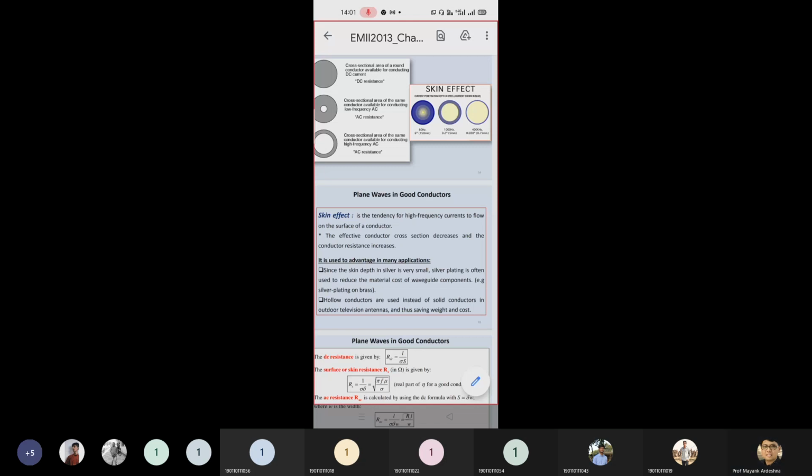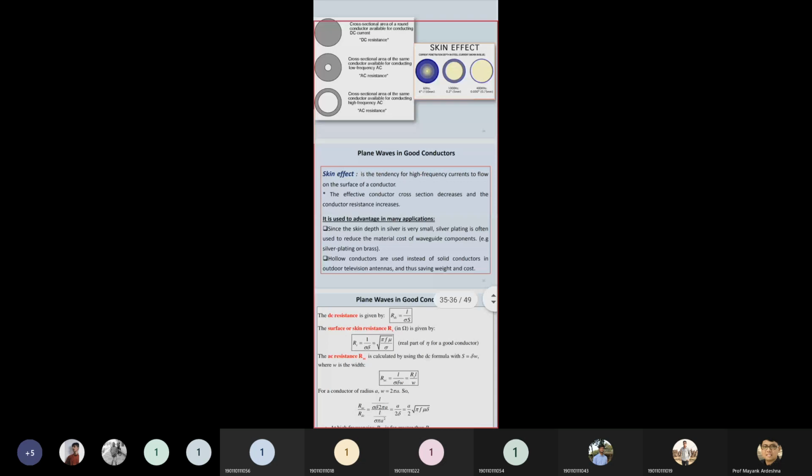Any answer? So low. Yes, it's low because A is increasing and R is decreasing. R and A are inversely proportional. So when the area is increasing, your resistance decreases. R is low, which indicates your current is passing easily through your conductor because R is less. That was for 1 kilohertz. Now let's give 1 gigahertz.